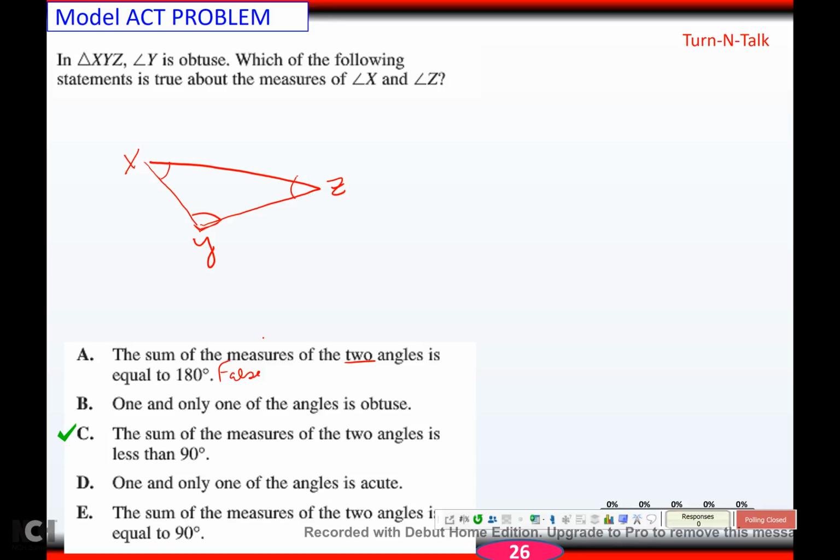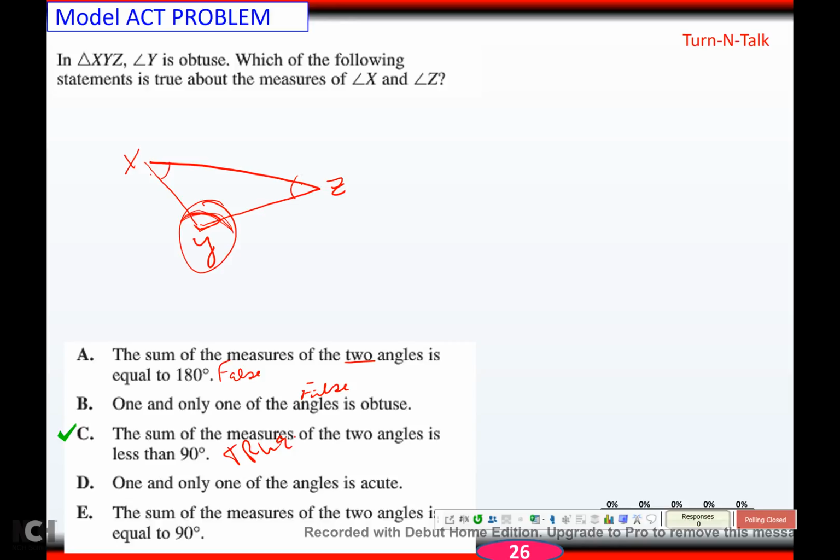B, one and only one of the angles is obtuse. No, neither one can be obtuse because Y is obtuse. So that's false. C says the sum of the measures of the two angles is less than 90 degrees. Well, it has to be, because if this is obtuse, that means it's more than 90. If the three angles have to add up to 180, and this is more than 90, then those two have to be less than 90. So that is a true statement.